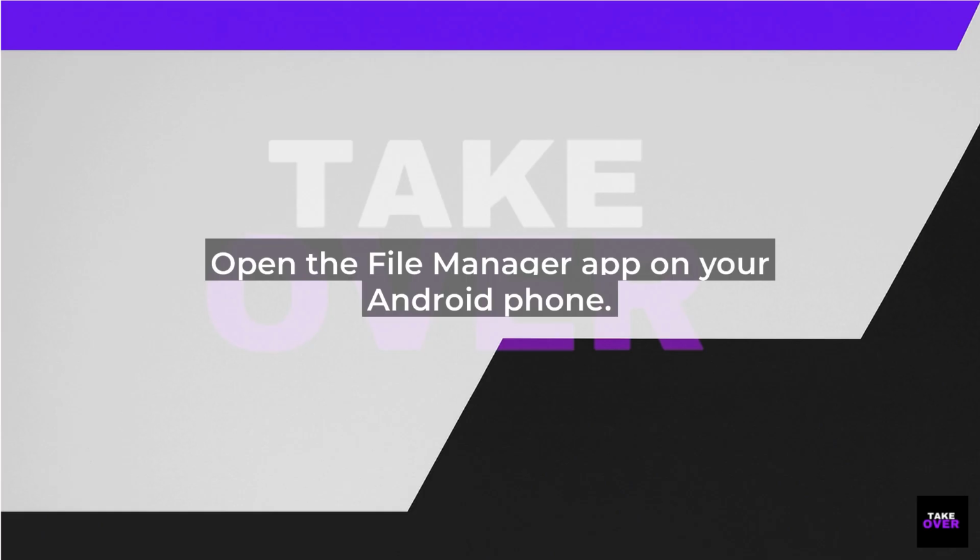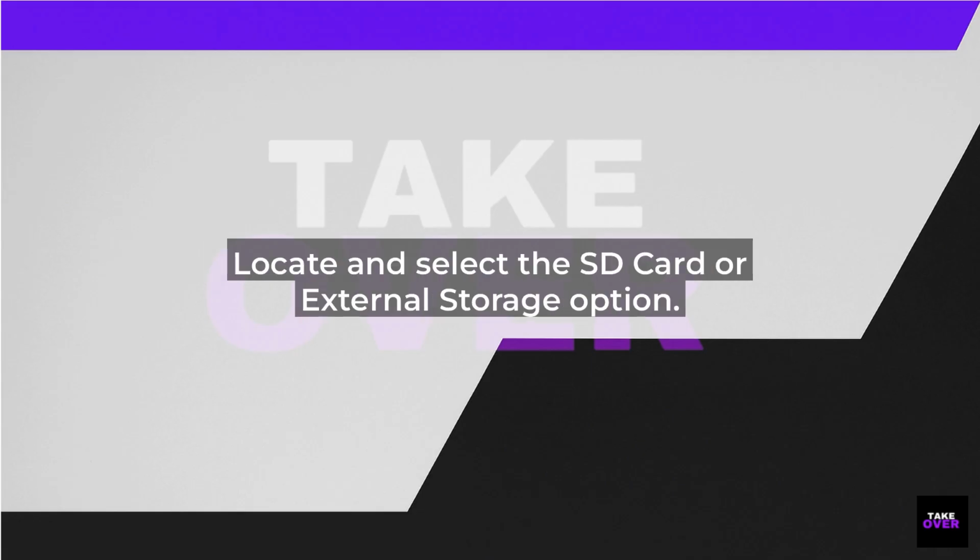Start by opening your File Manager app. On most Android devices, this is pre-installed and called Files by Google or My Files on Samsung devices. If you don't see it, you can download a reliable one from the Google Play Store, like the official Files by Google app. Once you're in the File Manager, look for the storage options.